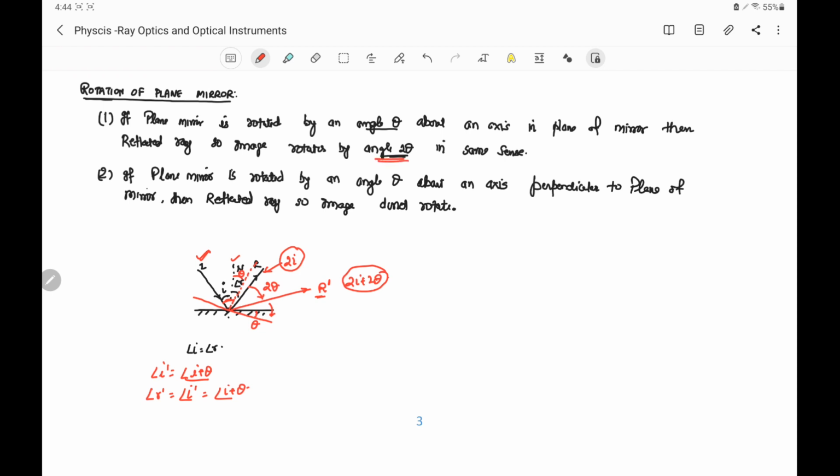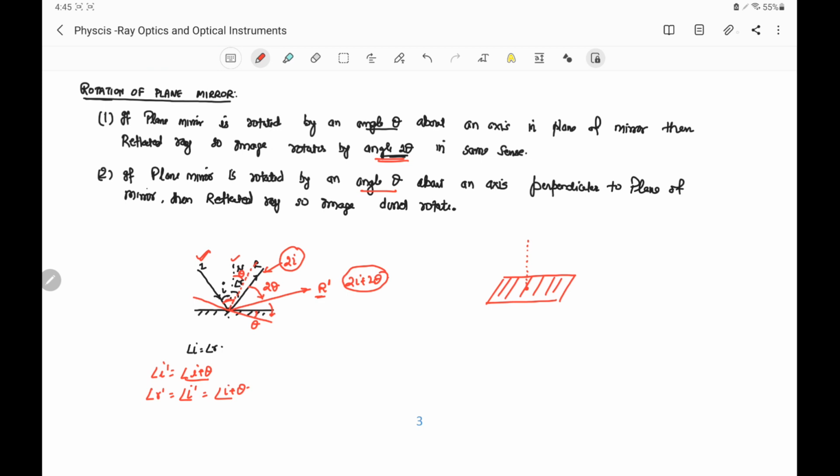Similarly, if the plane mirror is rotated by an angle of theta about an axis perpendicular to the plane of the mirror, that means suppose this is the mirror and this is the point and a normal is perpendicular to the plane of the mirror, then on rotating the mirror there will be no change in the reflected ray, so image will not rotate.